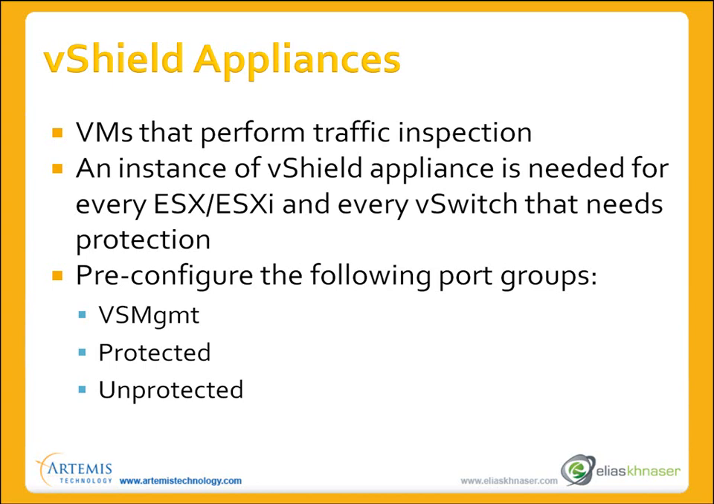Now as we go through the on-screen instructions, there are a couple of prerequisites that you need to create in order for the vSHIELD appliance to install properly. We're going to need you to create 3 port groups on the virtual switch that you want to protect. The 3 port groups are going to be VSM management, which stands for vSHIELD management, protected, and unprotected. Now all 3 need to be just virtual machine port groups, nothing too fancy. During the deployment and configuration of the vSHIELD appliances, it's going to detect that these 3 port groups are available, and it's going to use them as part of the configuration.